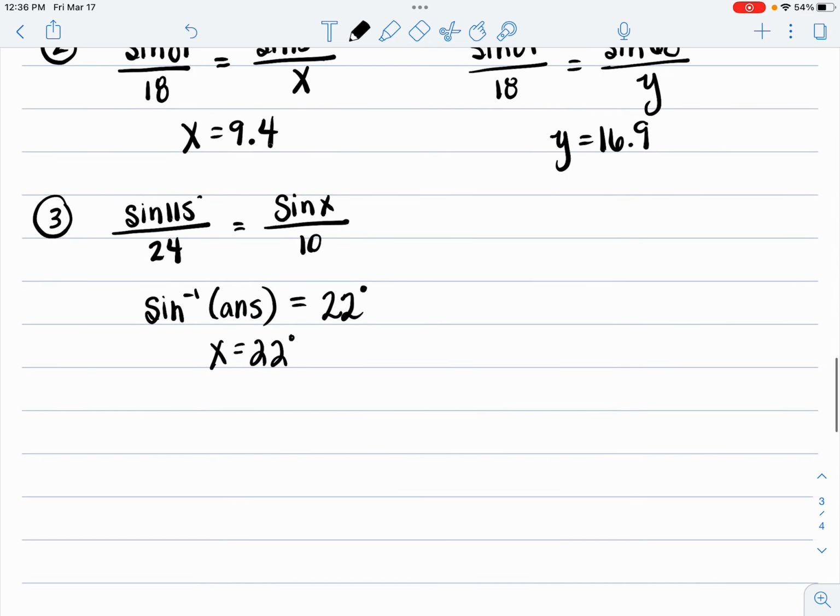Again, I'm going to keep the sine 115 over 24 because that's the one that I do absolutely know. And the angle was the sine of 43. Of course, I'm looking for my y value again this time. 24 times the sine of 43 divided by the sine of 115. And you get 18.1. So y is approximately 18.1.